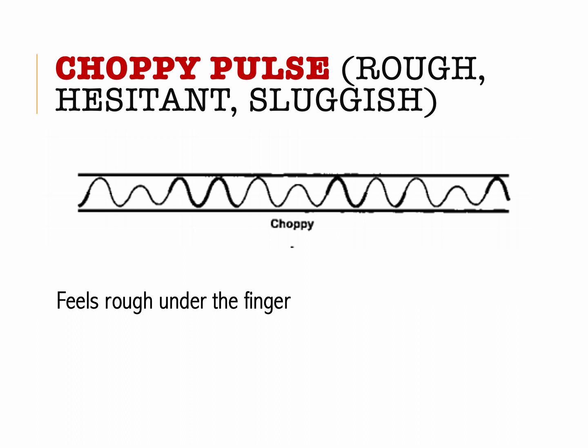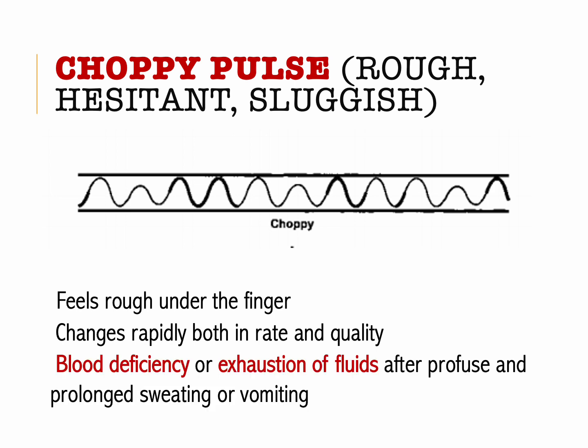Choppy pulse is rough, hesitant, or sluggish pulse. It feels rough under the finger. Instead of a smooth pulse wave, it feels as if it had a jagged edge to it. The choppy pulse changes rapidly both in rate and quality. Choppy pulse indicates blood deficiency or exhaustion of fluids after profuse and prolonged sweating or vomiting.